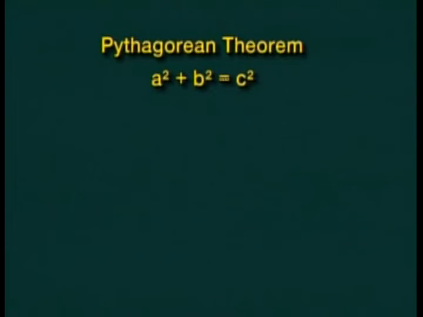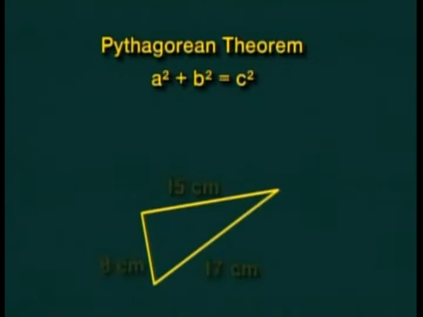There are a number of ways to use the Pythagorean Theorem. For example, we can use it to determine if a triangle is a right triangle when we know the lengths of its sides. This triangle has sides measuring 15 centimeters, 17 centimeters, and 8 centimeters. In a right triangle, the hypotenuse is always the longest side, so the 17 centimeter side is C. Then the 8 and 15 centimeter sides are the legs A and B.